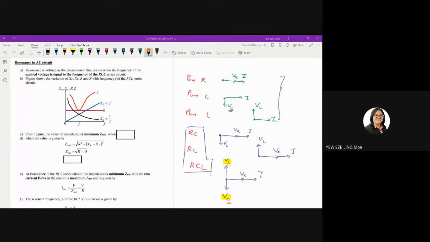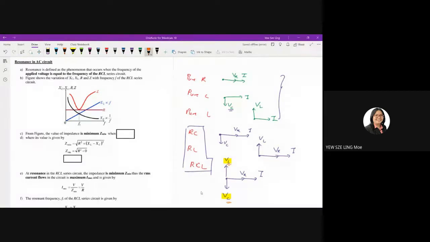When you're looking at a phasor, you have to take into consideration the length of the arrow, because length represents magnitude and the arrow represents direction. All right? So that is a quick summary for the phasor diagram.